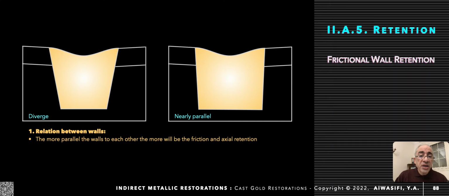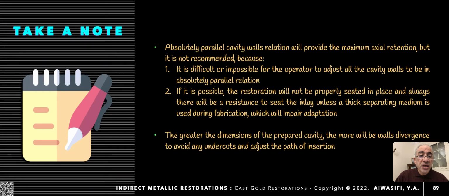Let us discuss them, starting with the relation between walls. The more divergent the relation, the less will be the parallelism and the less will be the frictional wall retention. That's why we always say slightly divergent, 5 to 8 degrees, or it is better to say a near parallel relation. If it could be absolutely parallel, is it better? Theoretically, it is better.